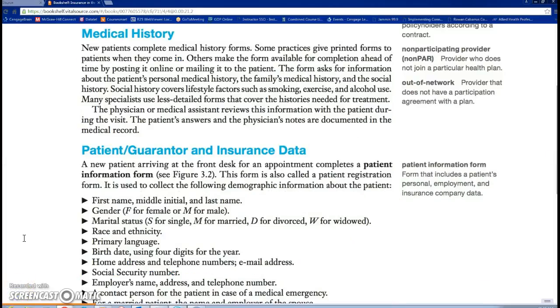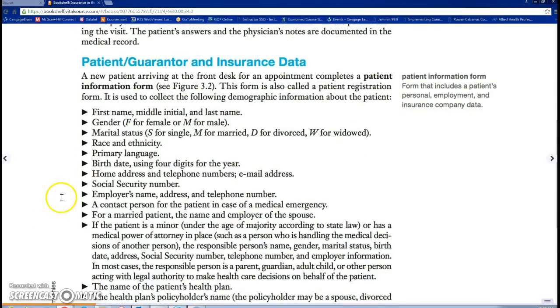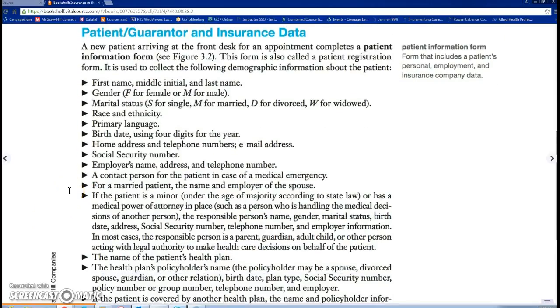Think back to the last time you went to a doctor's office. They probably gave you a form to fill out on your medical history. They want to know all kinds of information about how you are physically, what diseases, and any medical history that you have, your family's history, your social history. And then there's also usually a form that has the patient guarantor insurance data.